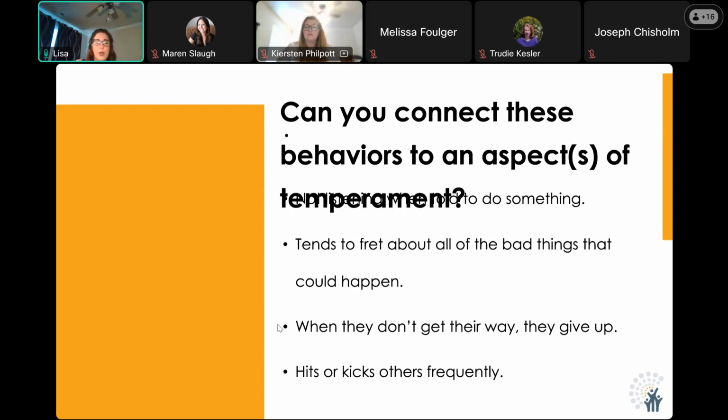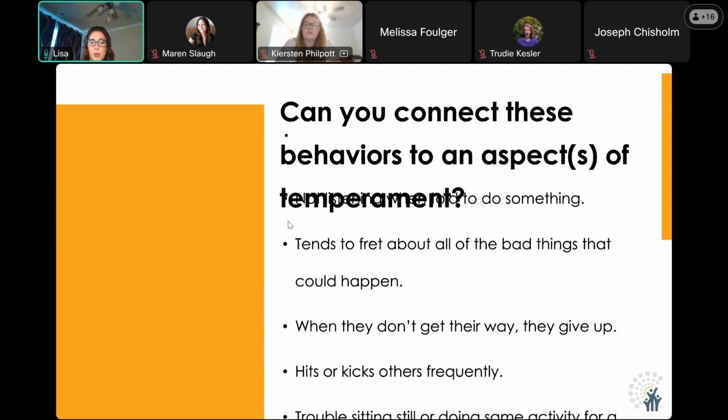They hit and kick other kids frequently. What do you think this might be indicating in terms of their temperament? Okay, sensitivity. I can't deal with being touched. You touch me, I'm gonna push you. Get away from me. So high on sensitivity. Could definitely be that. Anything else you guys can think of?